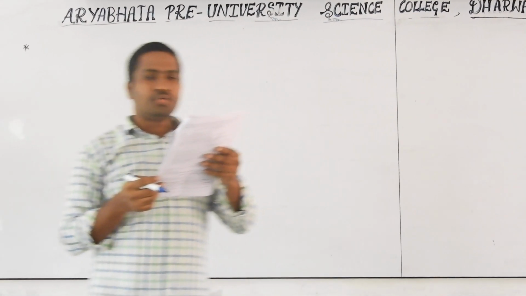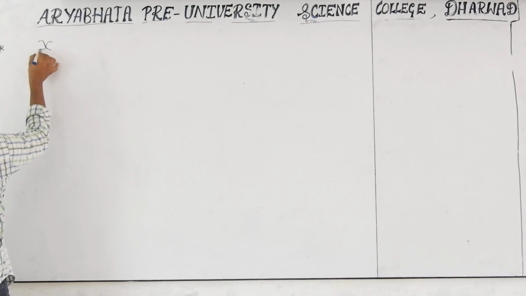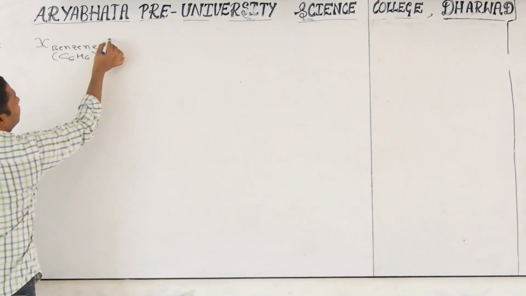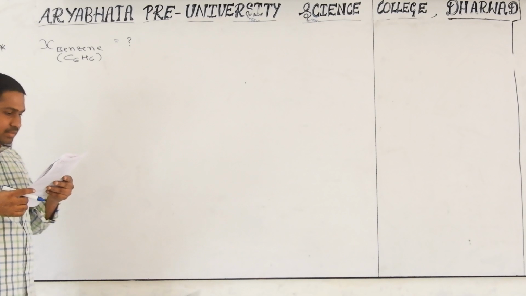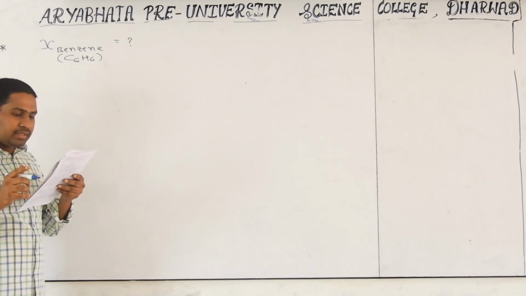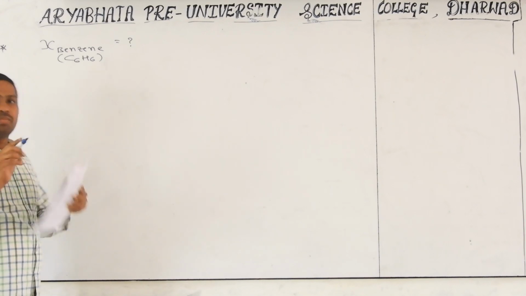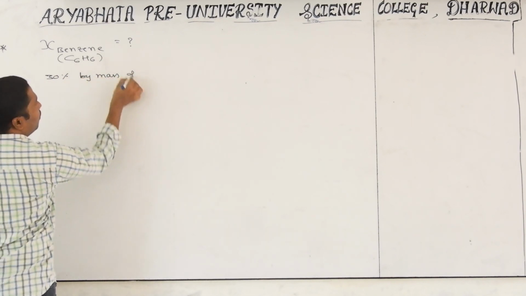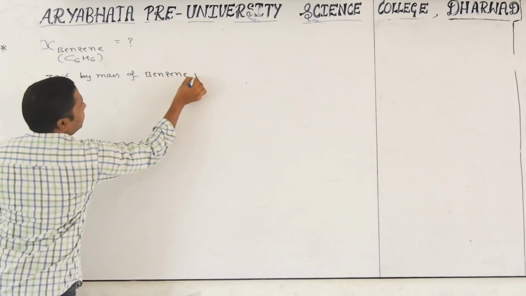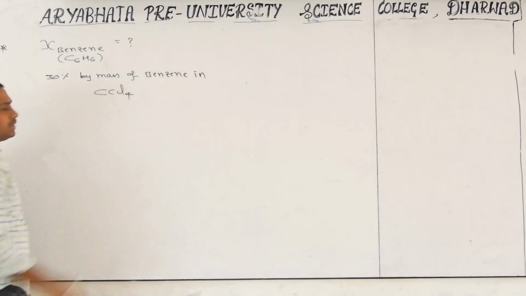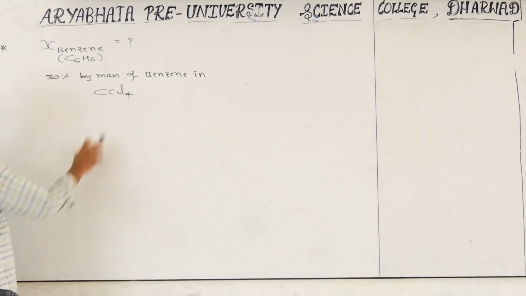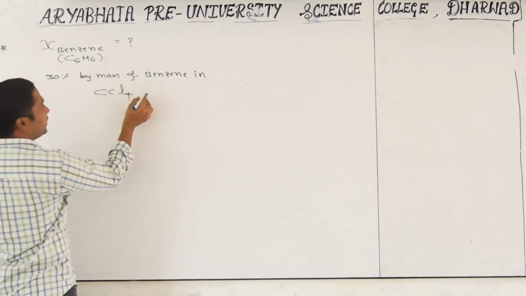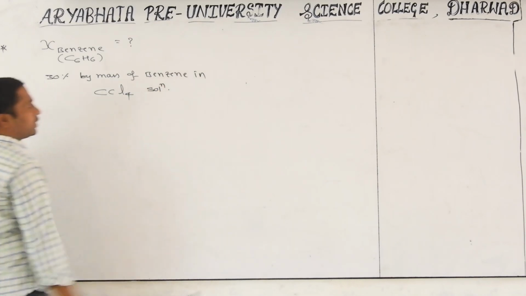Calculate the mole fraction of benzene. We want the mole fraction of benzene. You know the formula, I think C6H6 is the benzene formula, and its mole fraction is being asked. Okay, next, what do you mean? Benzene in a solution containing 30% by mass of benzene in carbon tetrachloride, in CCl4 solution. You know very well, from substitution reactions of alkanes, carbon tetrachloride is an organic non-polar solvent. Okay, this is the question.